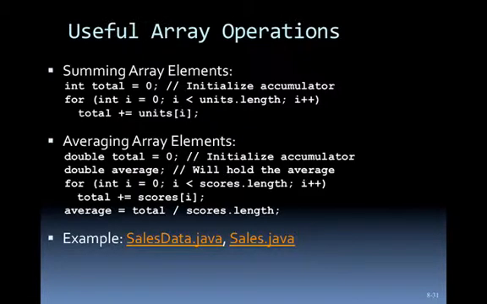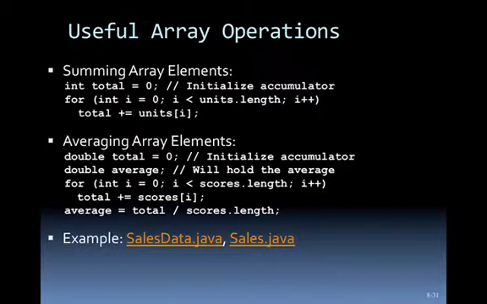Sometimes we find it useful to add all of the values in an array together. And there's code right here under summing array elements. And that's the word we use when we add a list of numbers together. It's called summing them.